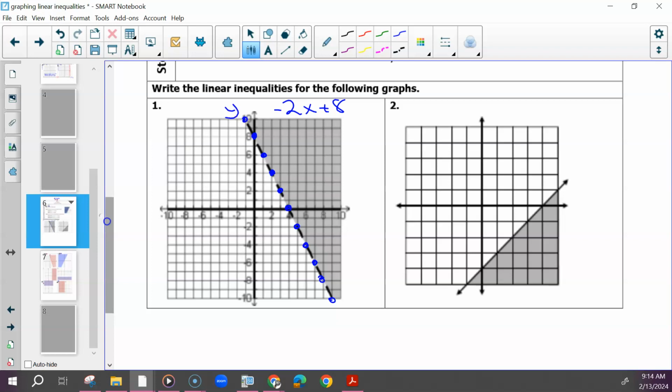We know this is a dashed line, so it has to be less than or greater than. If we look at the y-intercept to see where it's shaded, is that above or below? Above. So would that be greater than or less than? Greater than. Questions on that one before we do the next one?